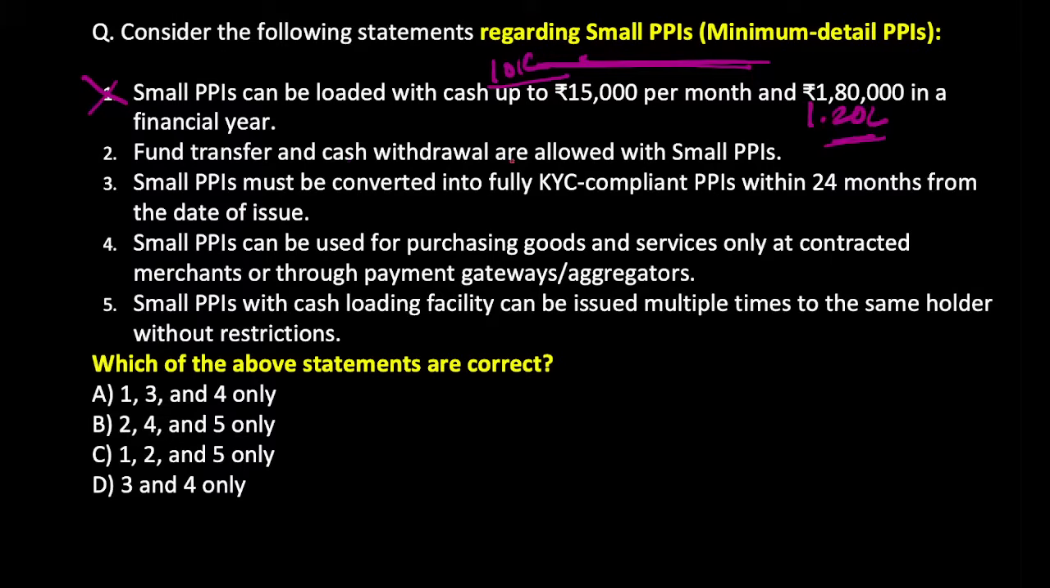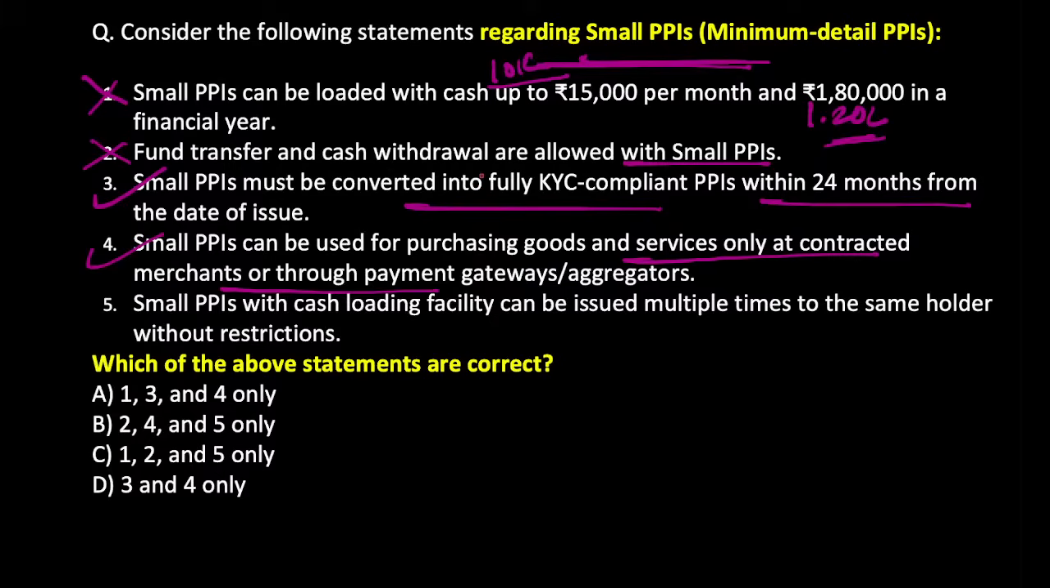Fund transfer and cash withdrawal are allowed? They are not allowed with this particular one. Small PPI must be converted into full KYC compliance PPI within 24 months from the date of issue. True. Small PPI can be used for purchasing goods and services only at contracted merchants, like brand specific and all. Yes. If it is a Myntra voucher, it will get used in Myntra only. You cannot use that at Flipkart, or if it is a Nike voucher, you can use that at Nike.